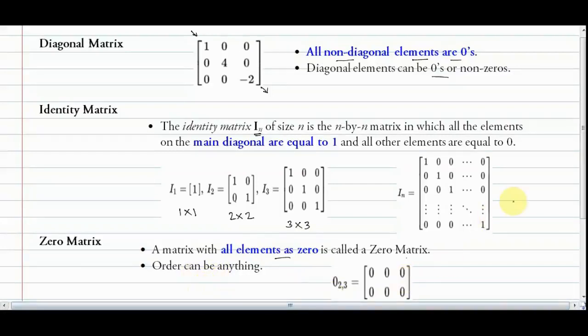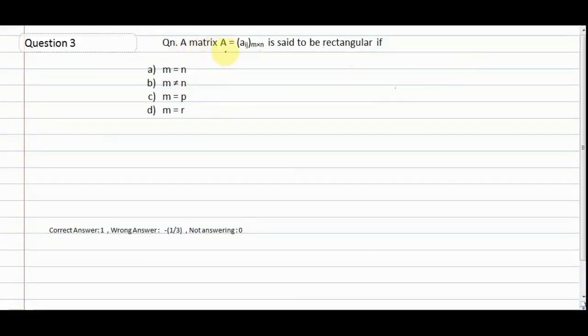Okay. Now let's discuss few questions related to these topics. A matrix A equal to Aij of order m by n is said to be rectangular if option A says m equal to n, option B says m not equal to n, option C says m equal to p, and option D says m equal to r. So just pause the video and try to answer this by yourself. Okay, I hope you have the answer with you.